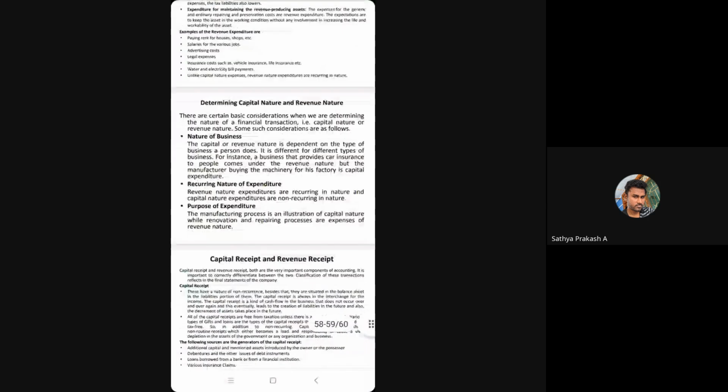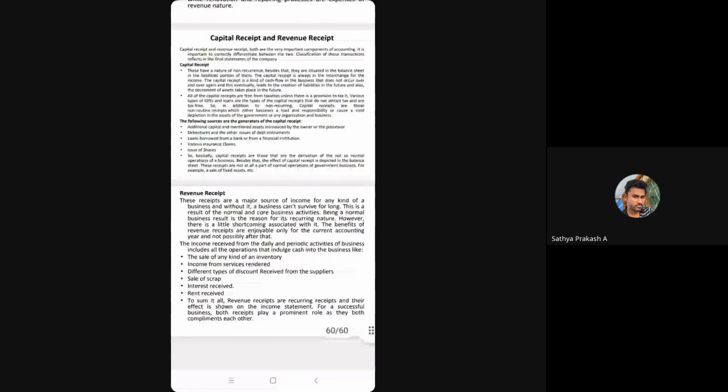Okay, so this is the capital and revenue expenditure, and then capital and revenue receipts. The theories which are related to this I have given here. Then let us go for depreciation accounting. In another PPT I will open in a few seconds.